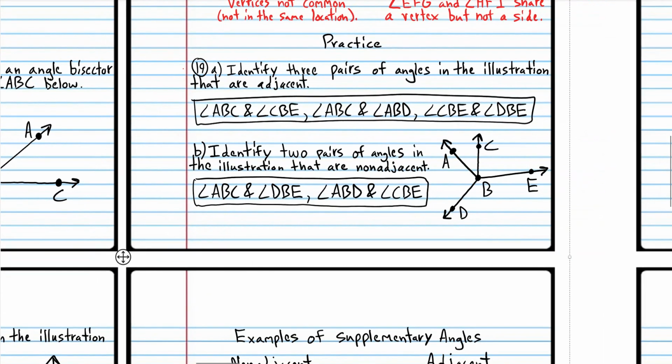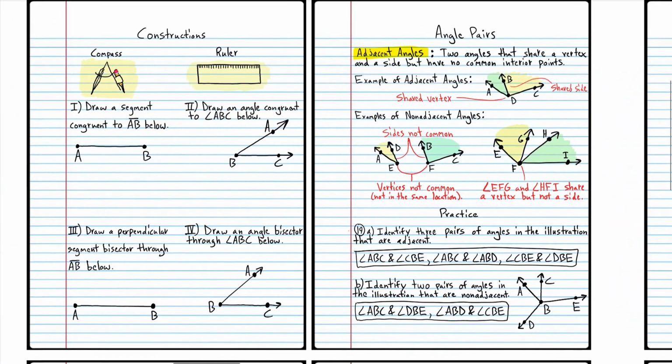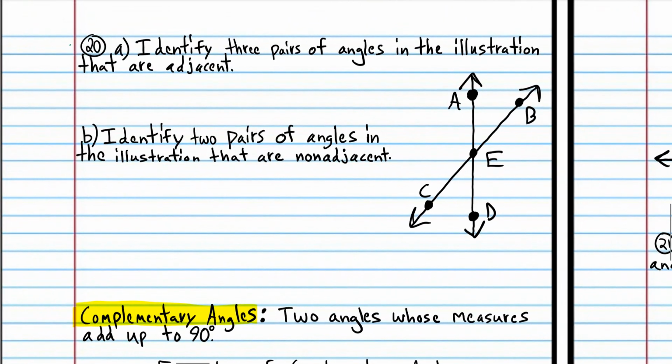All right, we're going to hold off on part C for now. So you can take a picture with your phone and use that picture to help you with number 20. Go ahead and try number 20. When you come back, we'll do it together.